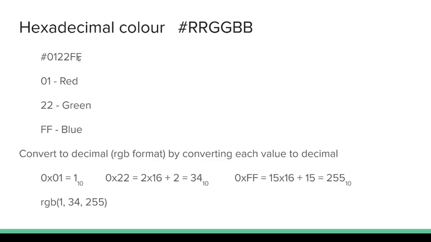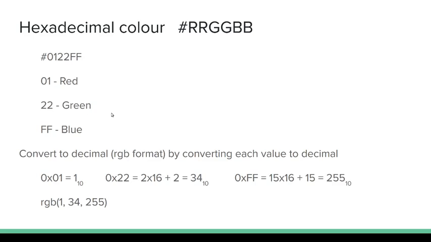So in this representation, you may or may not realize that the first 2 digits represent the red component of the color, and the second 2 digits represent the green component, and the third 2 digits represent the blue component. So in this example where we have 0122FF, 01 represents the red component, 22 is the green, and FF is the blue. Now these are hexadecimal values.